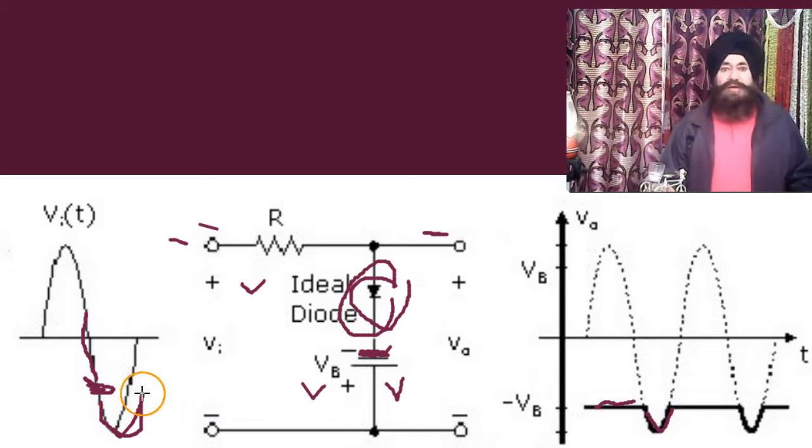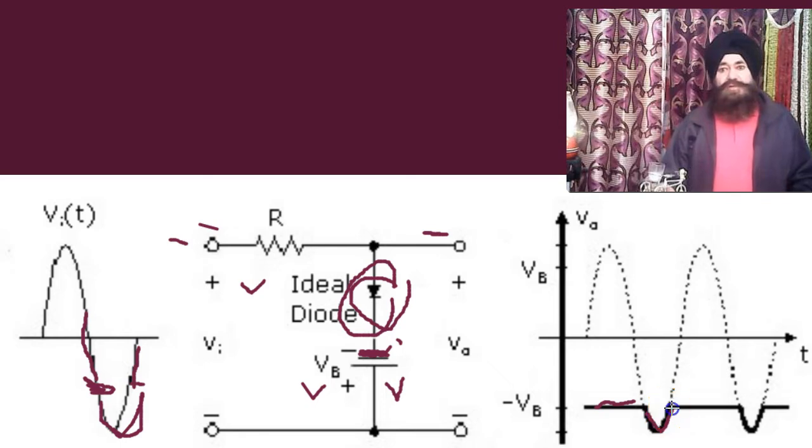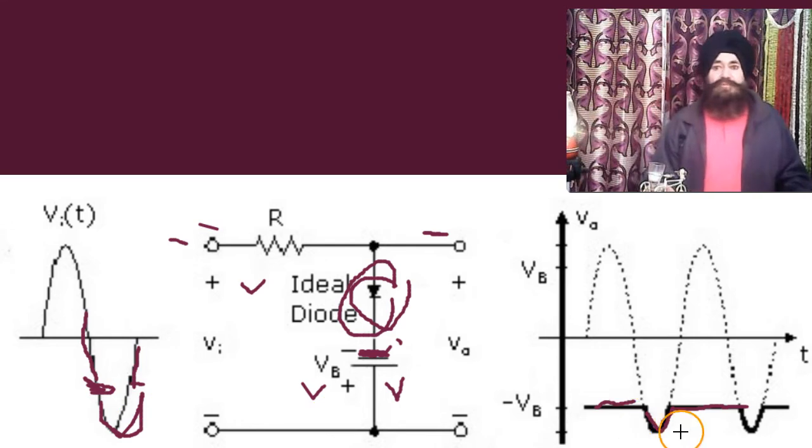Again, when the signal voltage becomes weaker, less negative, then this VB makes the diode forward biased. When it is forward biased, it is a short circuit, so across the output the voltage remains equal to VB. So this process repeats and we get an output of this shape.